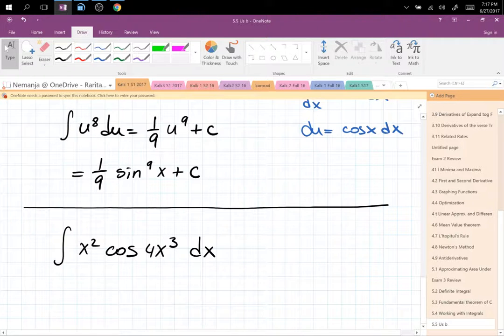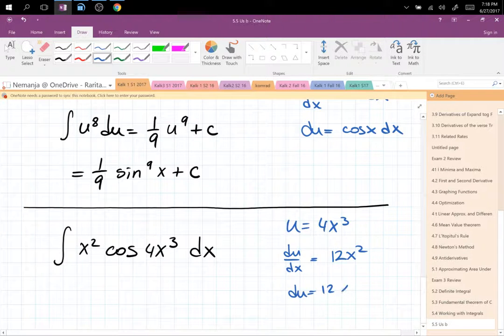So u equals 4x cubed, which is what you wanted. And what's du dx? 12x squared. So du is 12x squared dx. I don't have 12. Yes, multiply by 12 and 1/12 in front. Fix it.